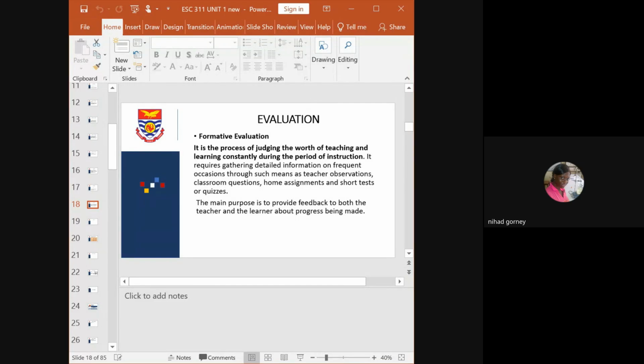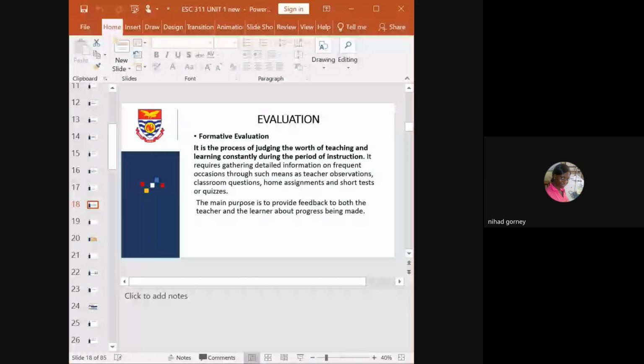In terms of the learner, he also knows his weaknesses and will try to strengthen such weaknesses. So that is what formative evaluation is. We want to make a judgment on teaching and learning within a period of instruction, and we're using it to better the effectiveness of learning, providing feedback to help both the teacher and the learner.